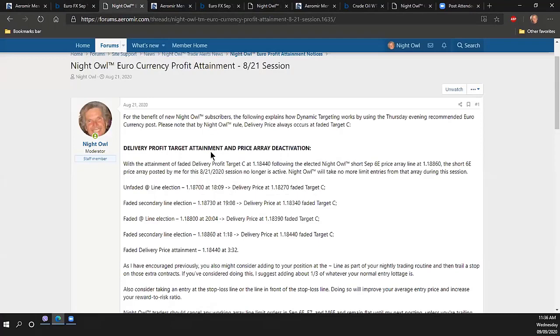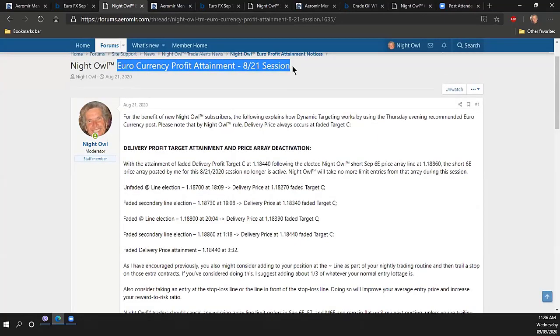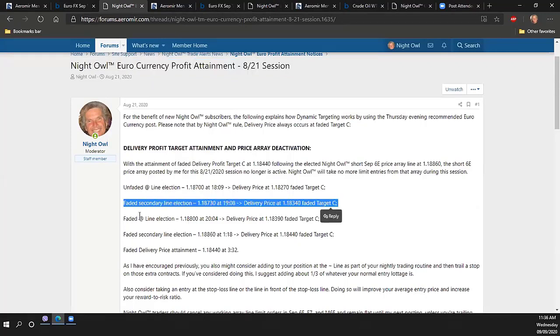Every night, I post in a forum a recap of the trade. This is the session we just looked at, the August 21st session in Euro currency, as it's headlined in the forum. And it gives you the history. It tells you, well, we were looking for this at line. These are the secondary lines to have elected. In this case, there was a second at line election, and there was no stop out, because again, I do advise you, if you can bear the risk, to put your stop behind the line, behind the stop line.